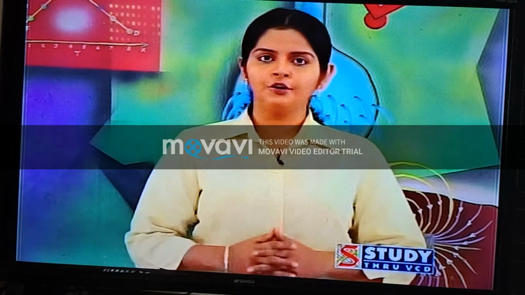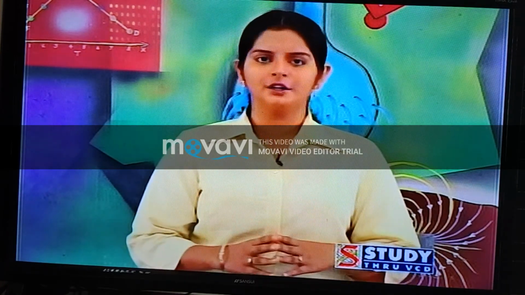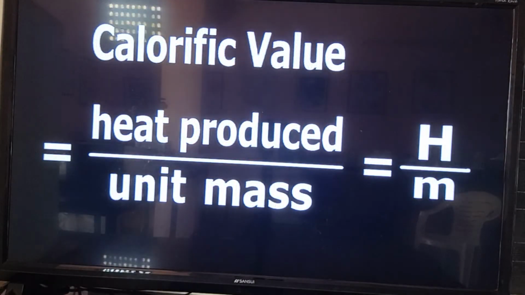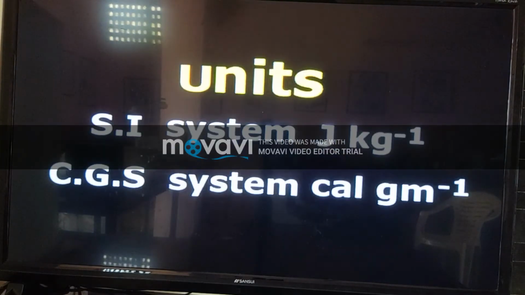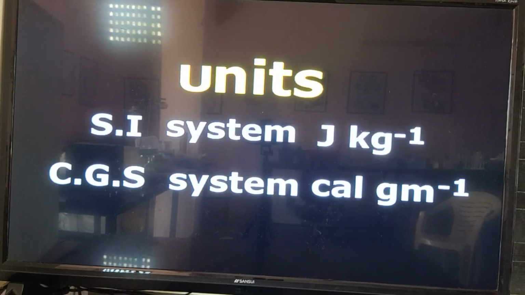Calorific value of a fuel. The heat energy produced by completely burning a unit mass of a fuel is called the calorific value or specific energy. Calorific value equals heat produced divided by unit mass, that equals H by M. Its units are joules per kilogram in SI system, calories per gram in CGS system.